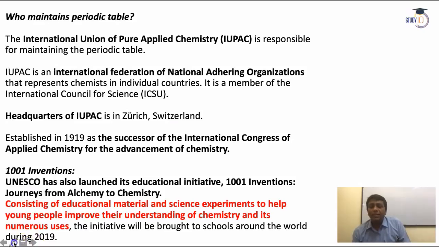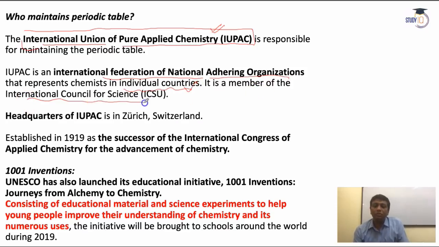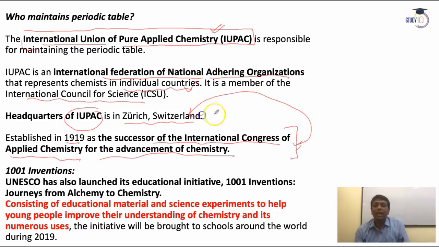Who maintains the periodic table? One body, guys, is the International Union of Pure and Applied Chemistry. This is responsible for maintaining the periodic table. IUPAC is an international federation of national adhering organizations that represent the chemists in individual countries. It is a member of the International Council for Science. The headquarters of IUPAC is in Zurich, Switzerland. It was established in 1919 as a successor of the International Association of Chemical Societies.